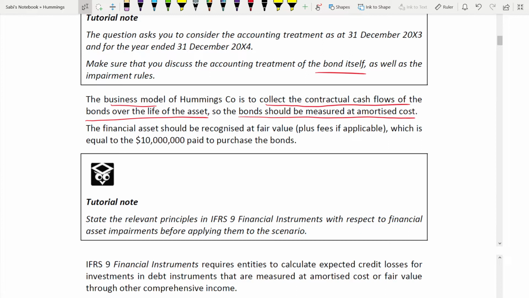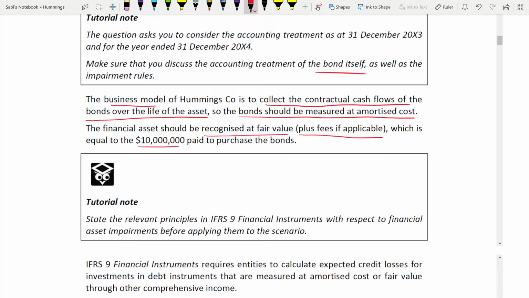Okay, so the financial asset should be recognized at fair value. It's a financial asset, right? You're having it, and from that you're receiving cash flow. What is the meaning of asset? You're having something, from that you're receiving cash. In this case also, the bond is your financial asset because having that bond you're receiving cash. So this should be recognized at fair value plus fee if applicable. In this case they didn't talk about any fee. Okay, so they have already given the amount of the bond, which is 10 million.